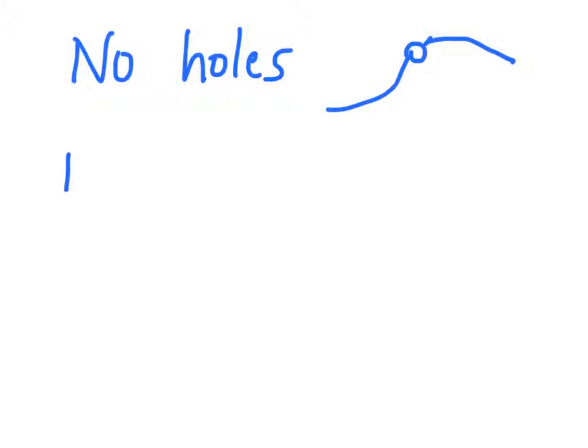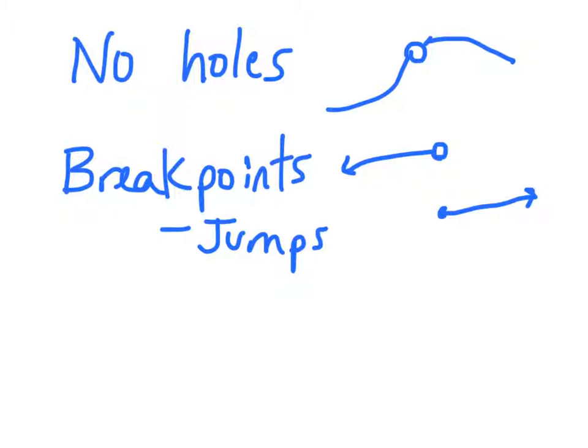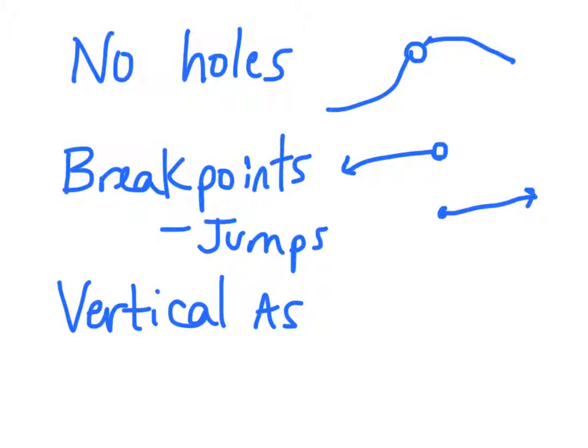The second rule is that there can be no breakpoints. Sometimes I call those also jumps. That's when you have a graph where it's coming from one side and then it picks up. A lot of our piecewise functions look like this. That x value is considered a break point where it breaks and it jumps from one to the next. And the third one is we cannot have any vertical asymptotes.